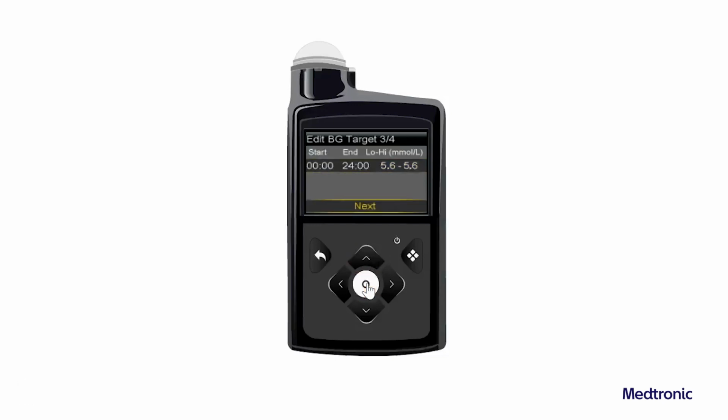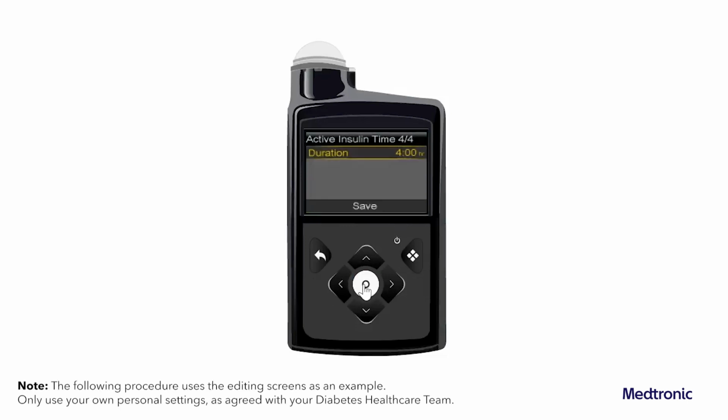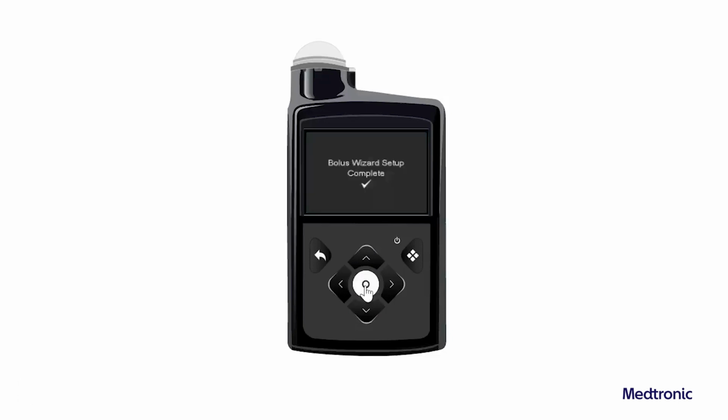Select Next. The Active Insulin Time 4 of 4 screen appears. Select Next. Enter the duration of the active insulin time and then press Select. Setup is now complete.